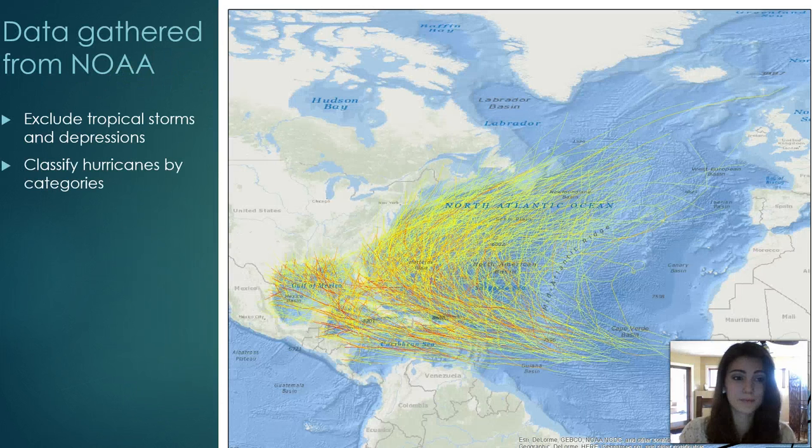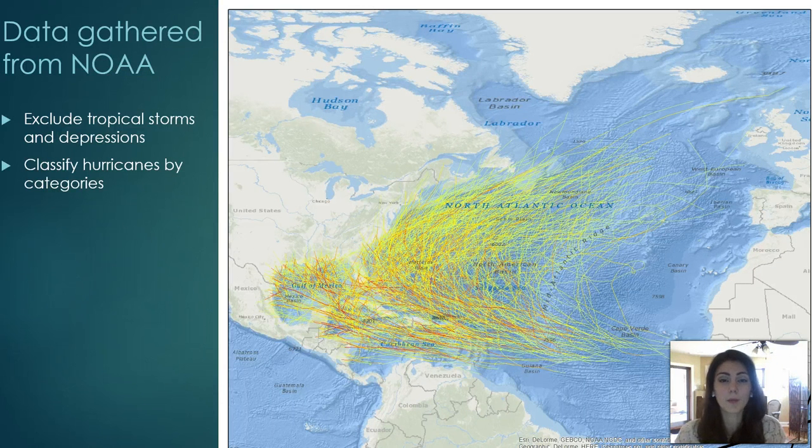So for my methodology, the first thing I did was gather data from NOAA. When I got the data from NOAA, it included hurricane categories as well as tropical depressions and storms. So the first thing I had to do was clean up my data. And to do that, I excluded anything that was below a category Hurricane 1. Then I classified the other hurricanes into the respective category 1 through 5. And this is an image that depicts my cleaned up data.